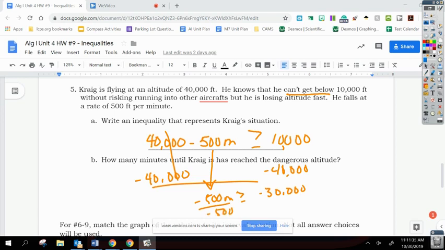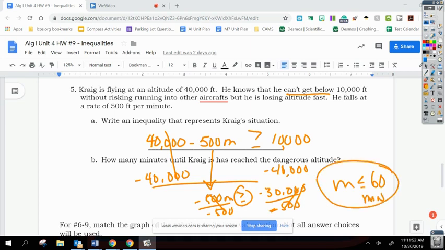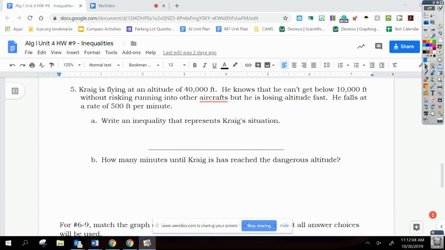Divide by negative 500, divide by negative 500. M on the left side, the symbol flips because we divided by a negative. And 30,000 divided by 5 is 60. So the answer is 60 minutes, or exactly an hour. And then Craig is going to be in trouble. Just as a reminder, if you divide by a negative, it flips. But if this were negative and this were positive, it does not flip. It only flips when you multiply or divide by a negative.